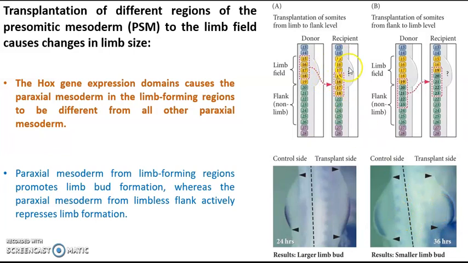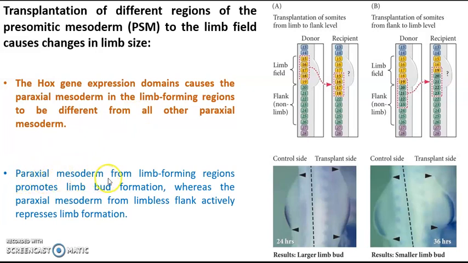So by expanding the limb field, the limb bud also becomes larger, and by diminishing the limb field, the limb bud also gets smaller. So from here, we get to know that the Hox expression domain causes the paraxial mesoderm in the limb forming region to be different from all other paraxial mesoderms. So the somites where Hox genes are expressed are different from the other somites where they are not expressed.